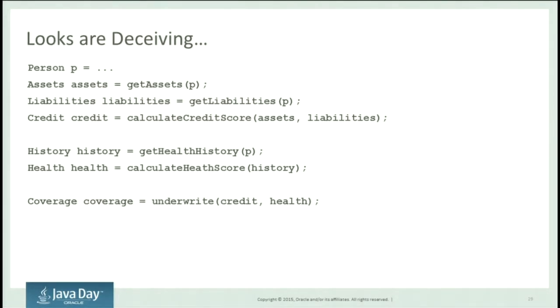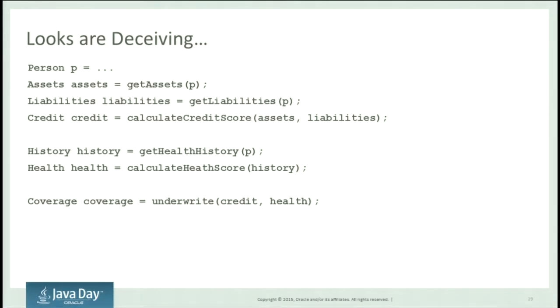It's relatively simple. What we are doing here is calculating underwriting. So we are calculating how much coverage you can give to an insured person. In order to do that, there are several steps that we need to do. We need to get the assets. We need to get the liabilities. We are going to calculate the credit score of the individual based on the assets and the liabilities. We're going to get a health history. And then from the health history, we will calculate a health score. And then finally, we invoke the underwrite method to calculate the final coverage that you get.